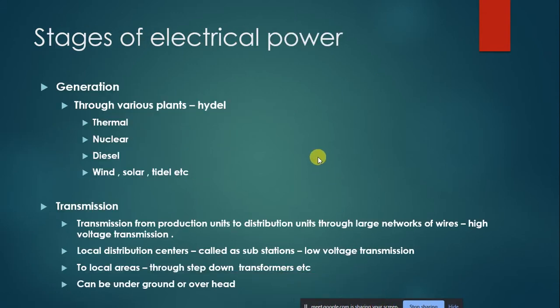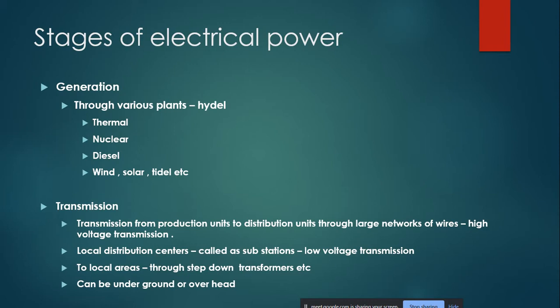See, we have a lot of stages in electrical power. Basically the stages have been broadly classified into two. The very first one is power generation. How do you generate the power? Through different means, like thermal, nuclear. You might have heard about thermal plants, nuclear plants, diesel run plants, wind, solar plants, tidal plants, etc.